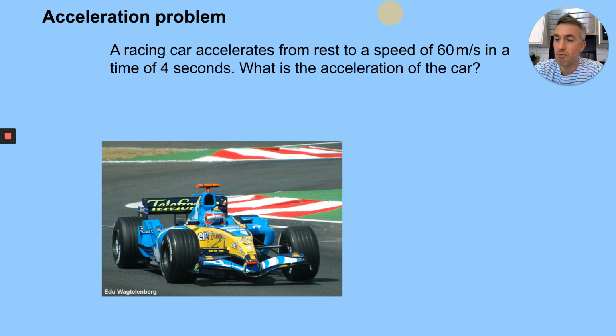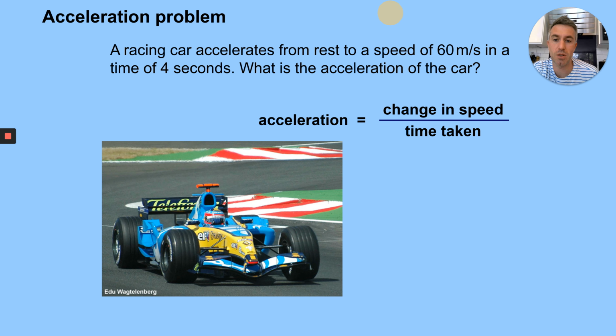A racing car accelerates from rest. What's the speed at rest? 0. From rest to a speed of 60 meters per second in a time of 4 seconds. Remember, when you double the speed in meters per second, it gives you miles an hour. So it goes from 0 to about 120 miles an hour in 4 seconds. That's a pretty big change, yeah? 0 to 120 miles an hour in about 4 seconds. That should be big.